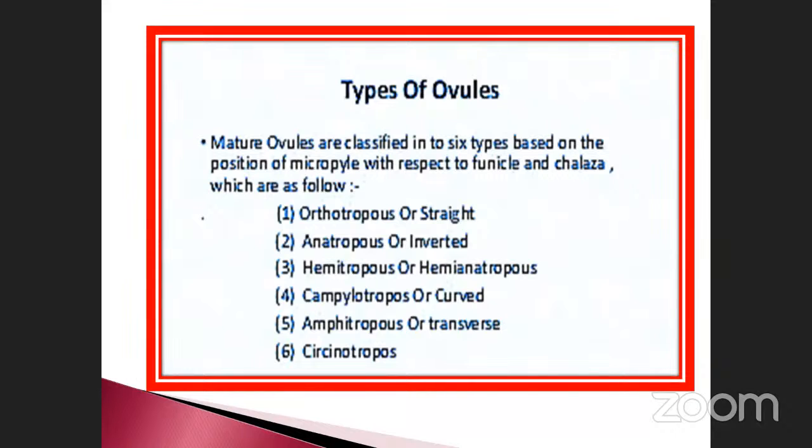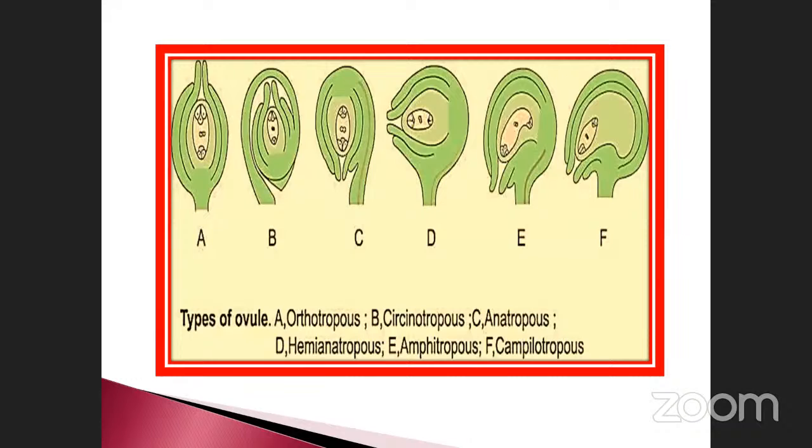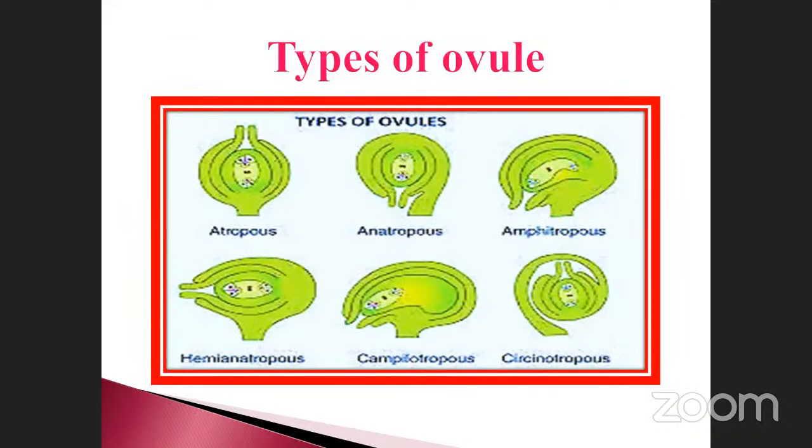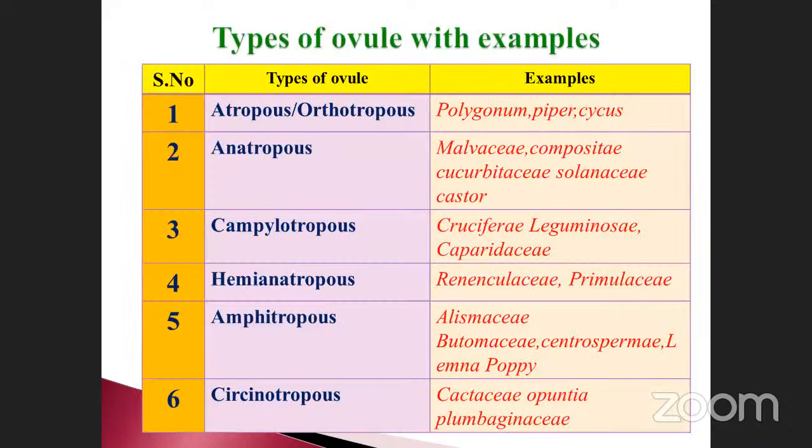You must know the position of the ovule. At the same time, the examples should also be known. This is another important thing, and the same things are given here. So these are the examples. Atropous or orthotropous: maximum Polygonum, otherwise called Piper, and Zygus. These are the 3 examples given.